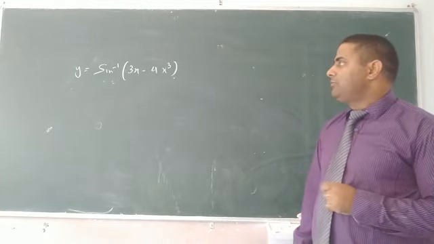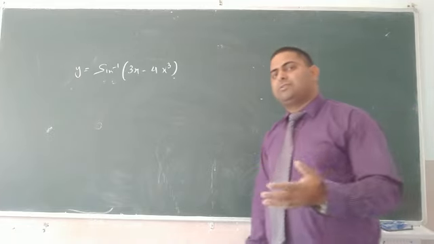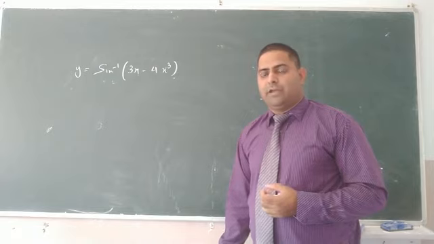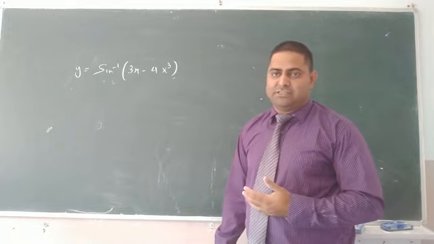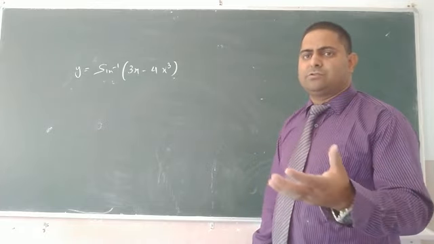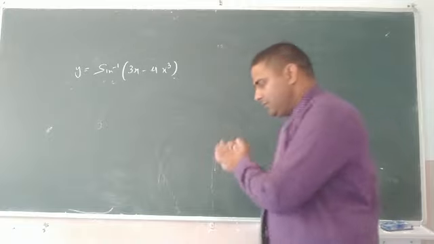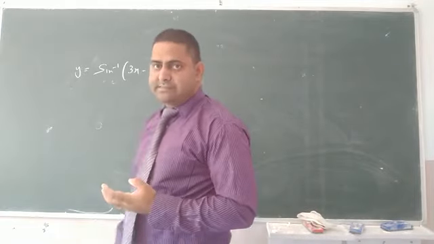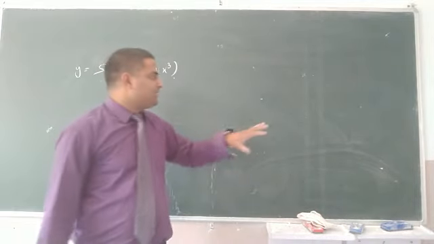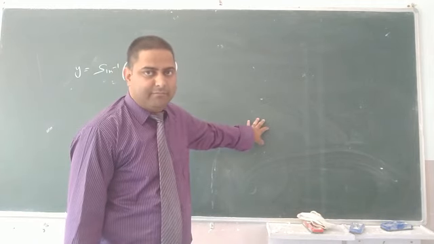y is equal to sine inverse of 3x minus 4x cube. Now, if you do direct differentiation, the question becomes very lengthy, and of course, when the question becomes lengthy, you get confused. For that, you must know a few formulas. First, I will explain some substitution methods, and then we will apply them.